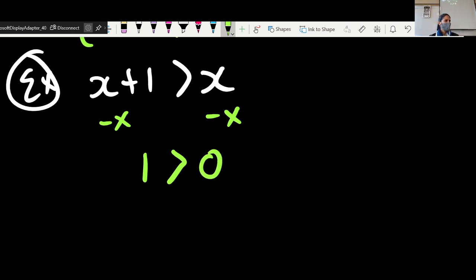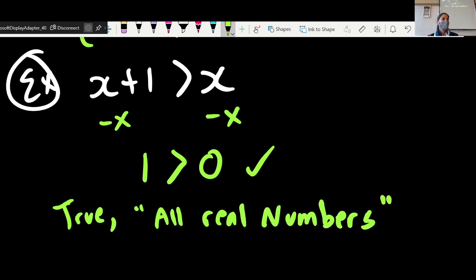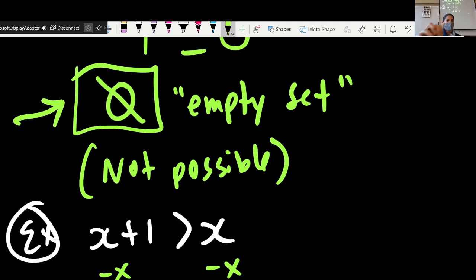Everybody see how we got that? Is 1 actually greater than 0? Yeah. This time, this actually is true. So I'm going to write that down, this is true. We would say all real numbers is our solution, because this ended up being true. And again, just like in the last one, we probably don't want to write not possible over and over again, so we have this symbol right here.